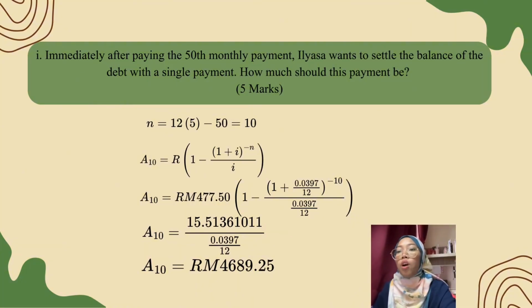Immediately after paying the 50th monthly payment, Ilyasa wants to settle the balance of the debt with a single payment. How much should this payment be? So we must find the N. N equals 12 multiplied by 5, which is 60, minus 50, so we got 10.